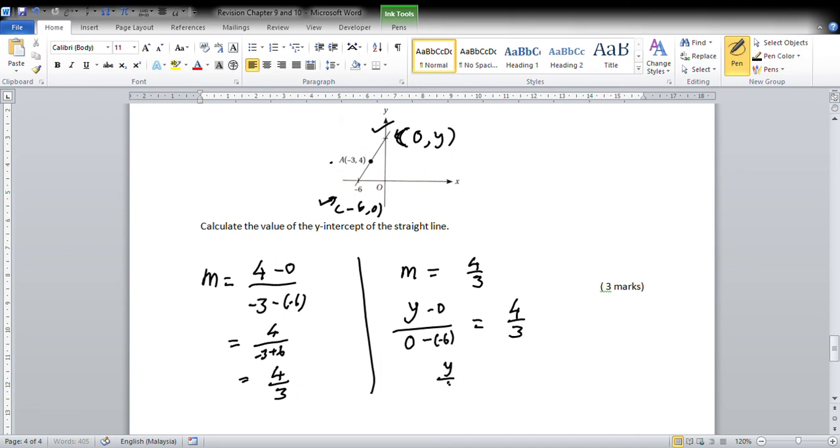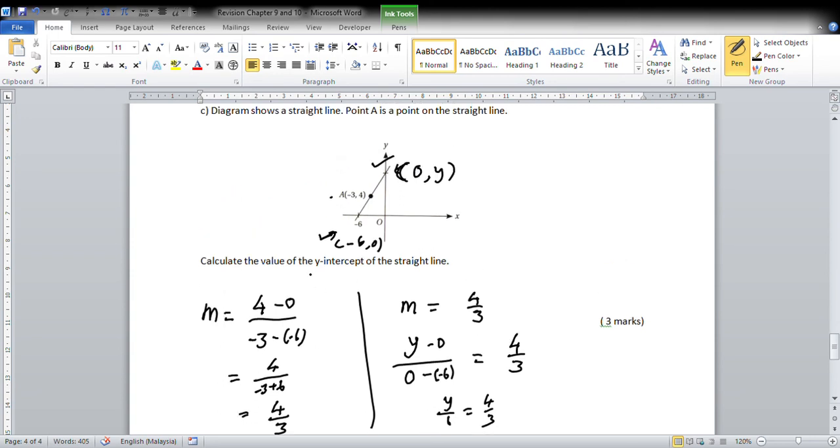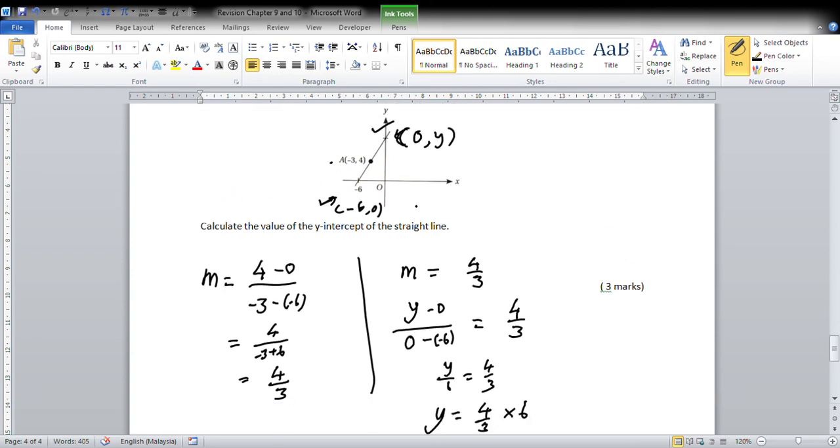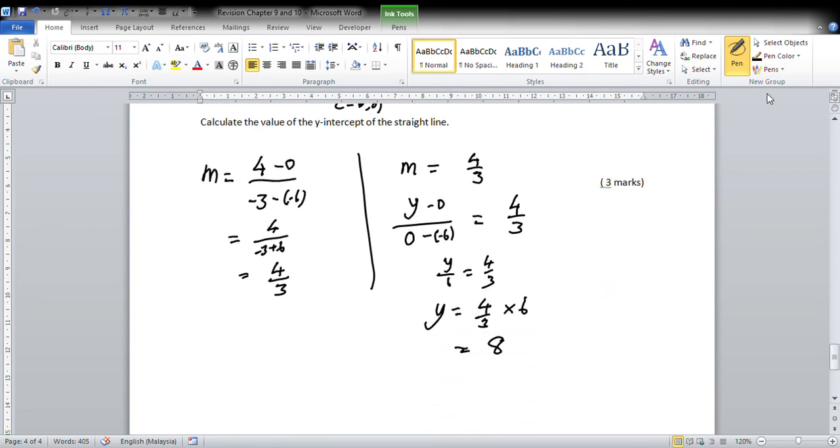So y over 6 equals 4 over 3. y is 4 over 3 times 6. So the answer will be 8. Okay, so that means the y-intercept for this case is 8. So that's it for the questions in this revision.